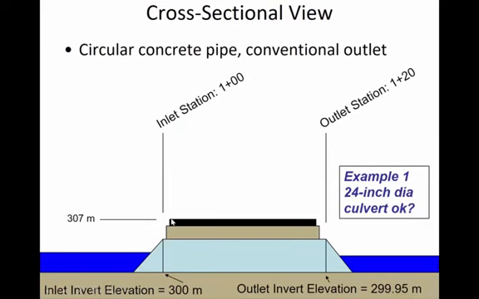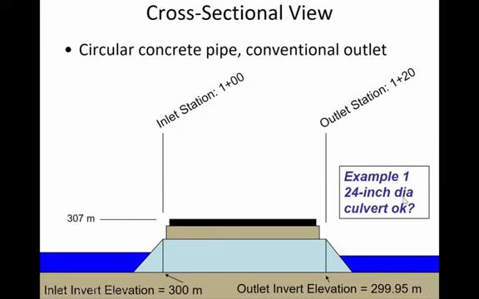How wide is the road? It was a 2-lane road from the previous drawing, but it looks like the roadway width is approximately 20 meters wide. That's a really wide road, isn't it? That's a wide road. What we want to find out in this example is whether a 24-inch diameter culvert is going to be okay.